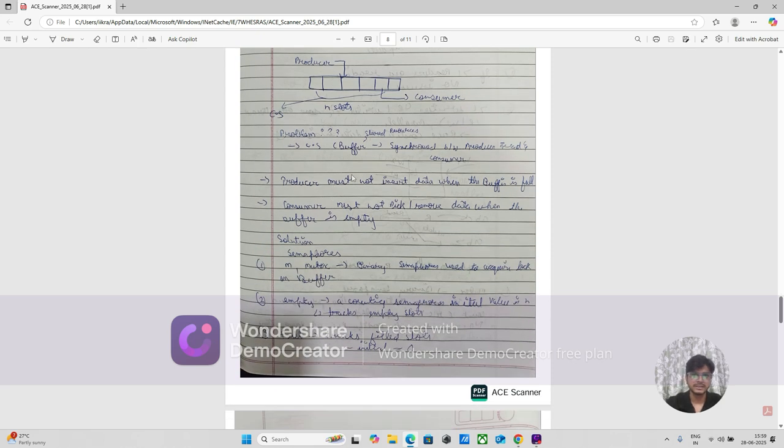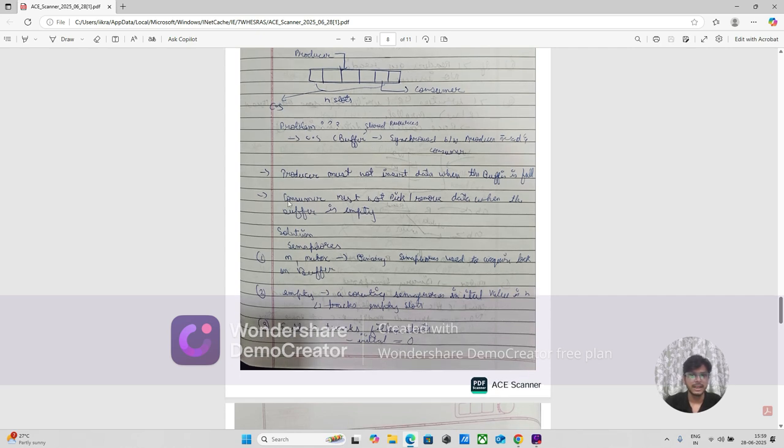The problem is that the producer must not insert data when the buffer is full, and the consumer must not remove data when the buffer is empty. When the buffer is empty, the consumer can't take anything. So this problem is there.